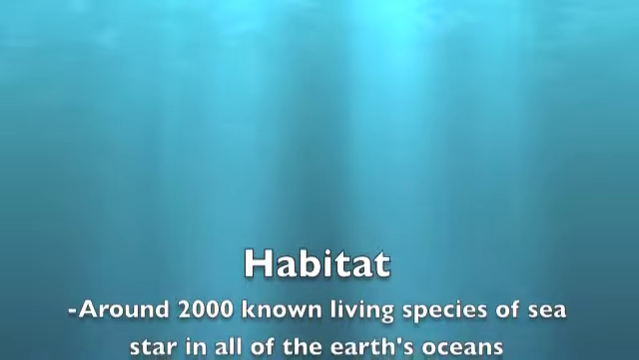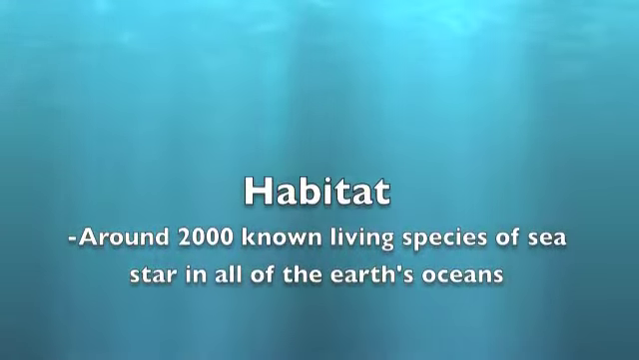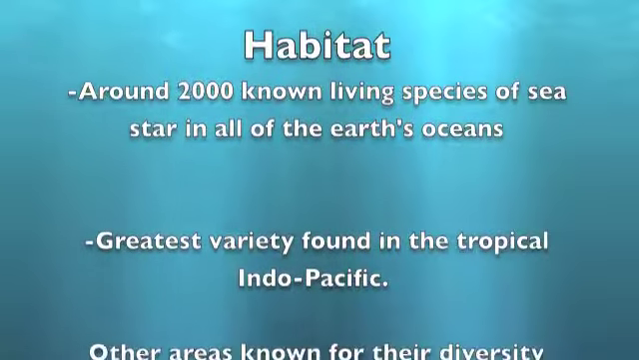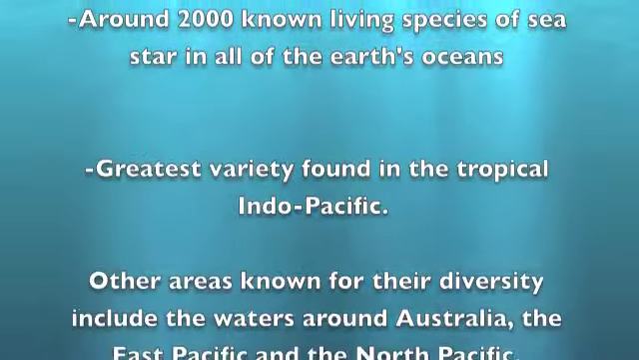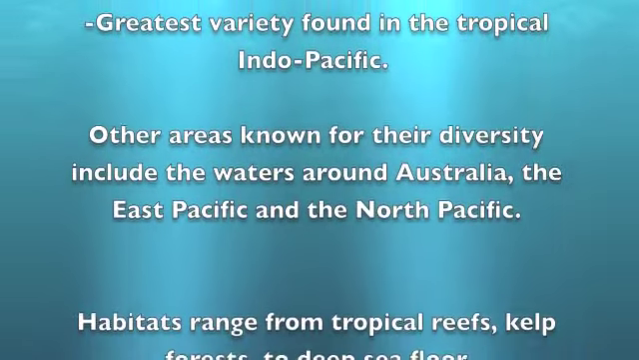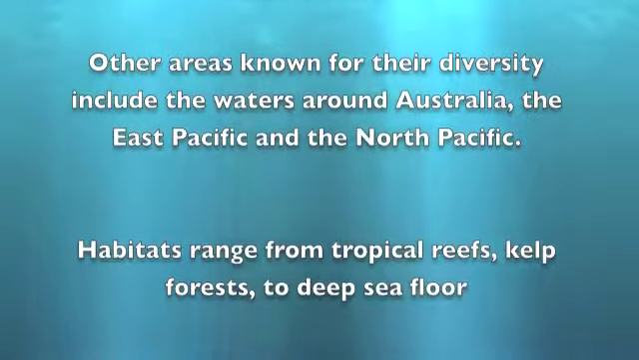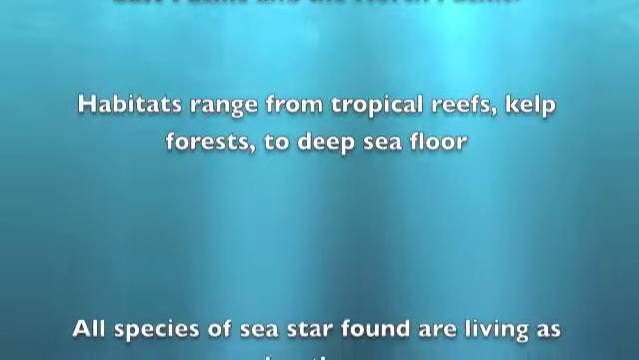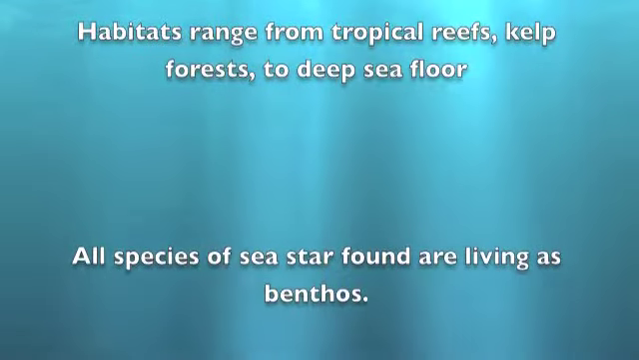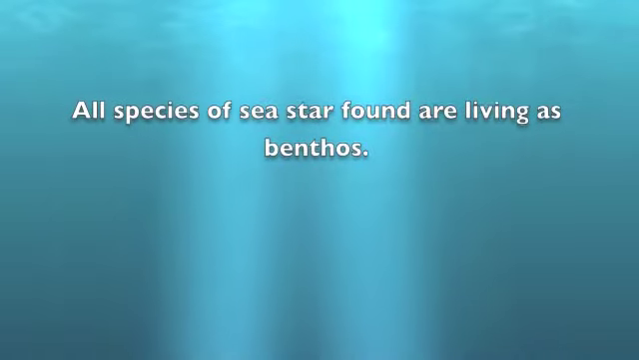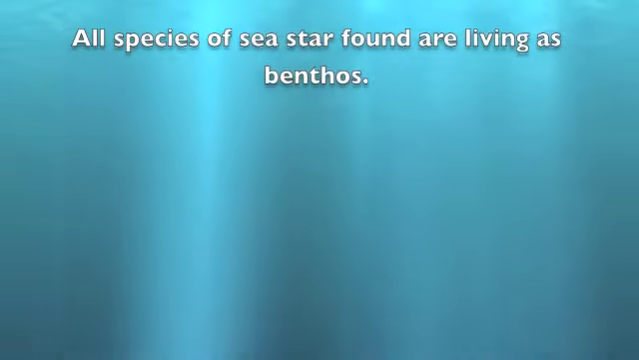There are around 2,000 known living species of sea stars, and they occur in all of the Earth's oceans. The greatest variety of sea stars is found in the tropical Indo-Pacific. Other areas known for their great diversity include the tropical temperate waters around Australia, the East Pacific, and the cold temperate waters of the North Pacific. Habitats range from tropical reefs and kelp forests to deep sea floor. All species of sea star found are living as benthos, which are organisms that live on, in, or near the seabed.